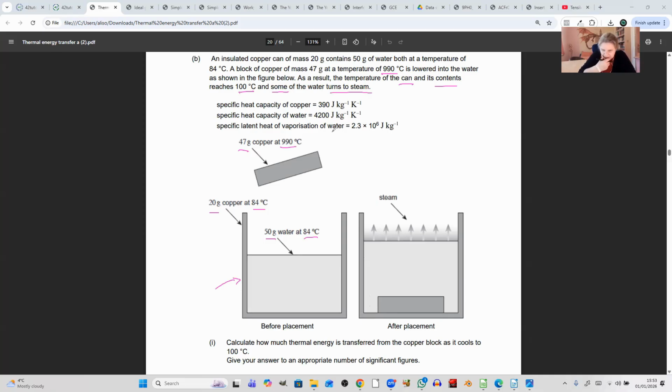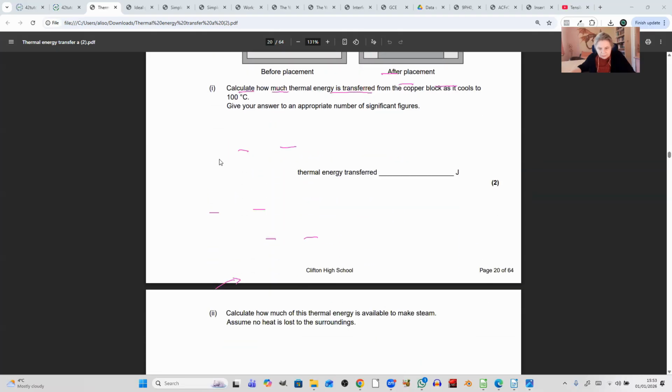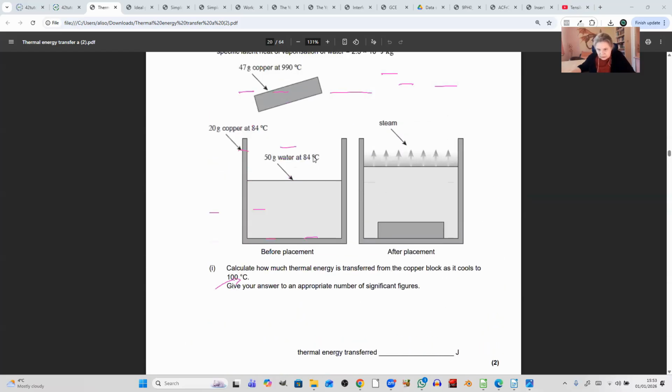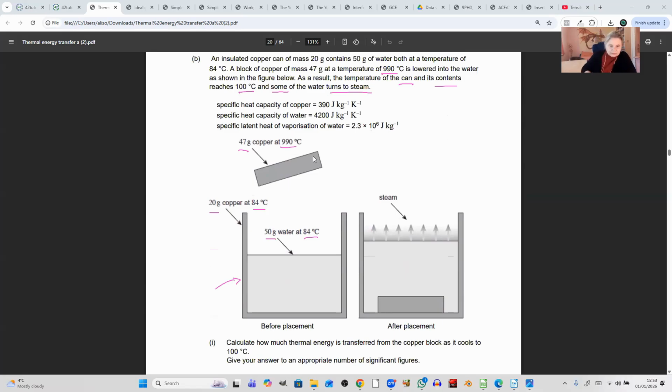So what if we actually got going on? Right, it says calculate how much thermal energy is transferred from the copper block as it cools to 100. So it's saying to do this first, and then if we move on, it then says calculate how much of this thermal energy is available to make steam. Okay, and it says assume no heat is lost to surroundings. So we're going to do it in two steps then. So let me clear all my drawings a minute.